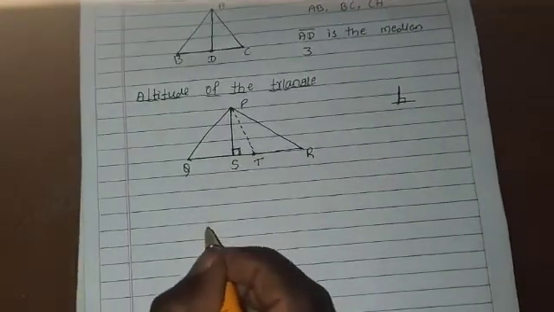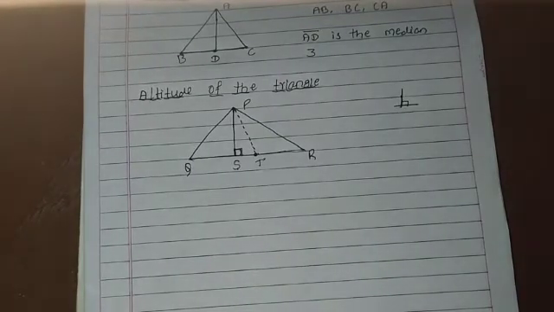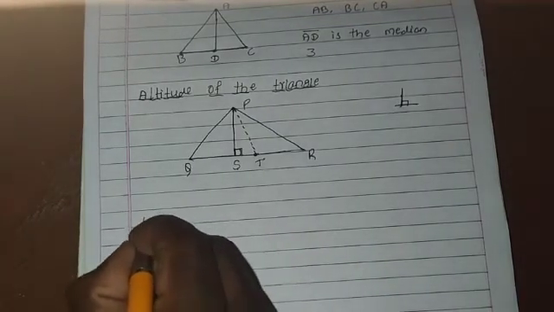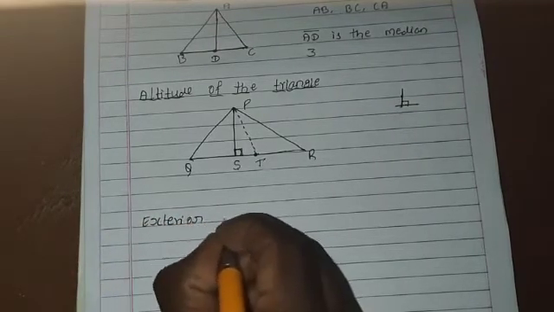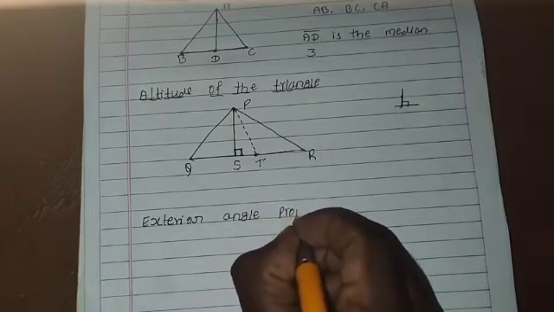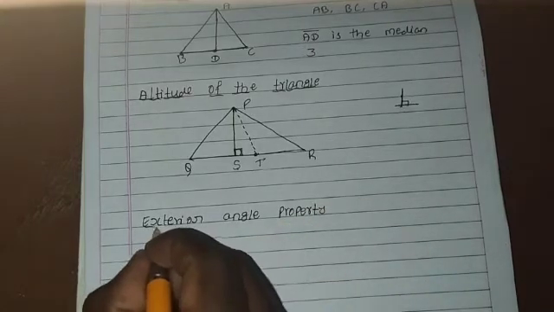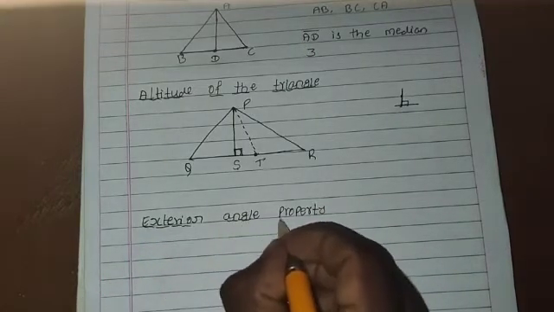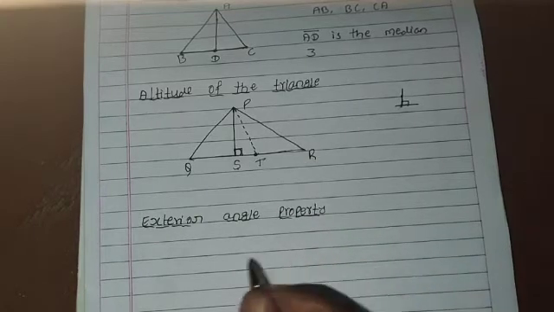Okay, and then next we move on to the important topic, that is the exterior angle property, one of the properties of the triangle. The first one is the exterior angle property. What does the exterior angle property say? The exterior angle of a triangle is equal to the sum of the interior opposite angles.